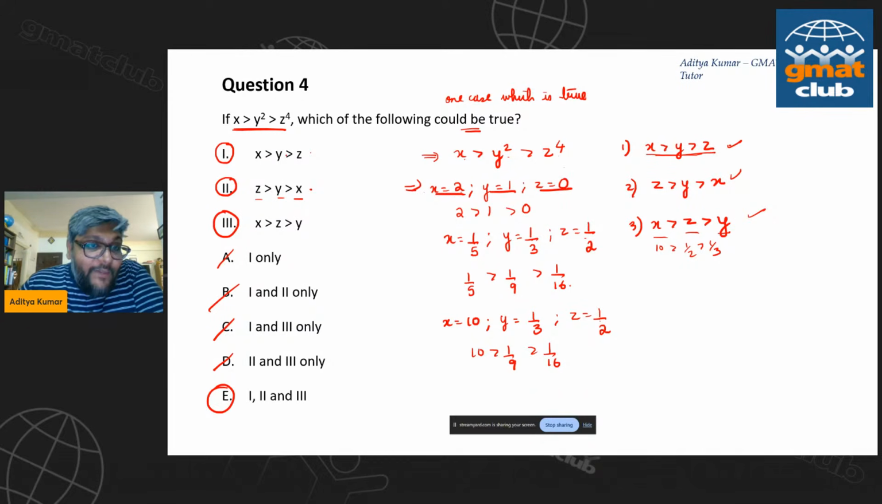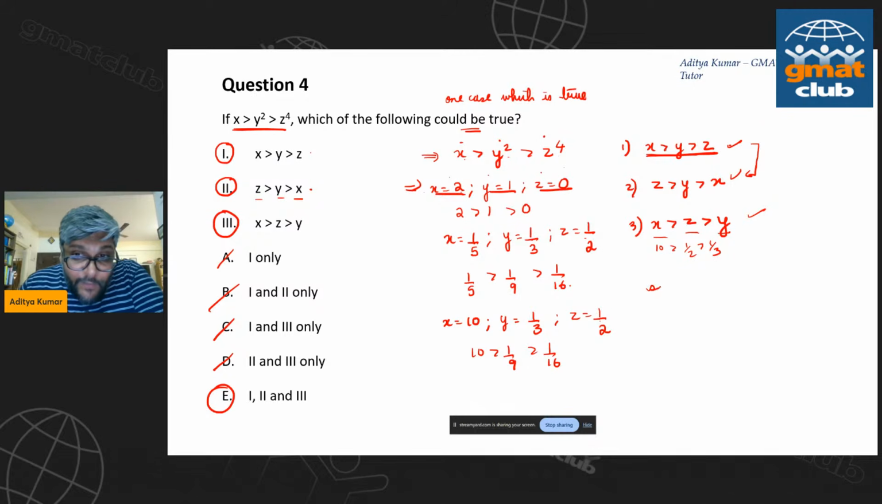The key to working with values is not to go with a hit and trial process. Most of you randomly try to pick values and see which ones work. What did I do? For the first, I saw x is greater than y square greater than z to the power of 4. I immediately took integers because that was straightforward. But when I saw that this entire relationship was reversed, I thought smartly and said I can work with fractions.